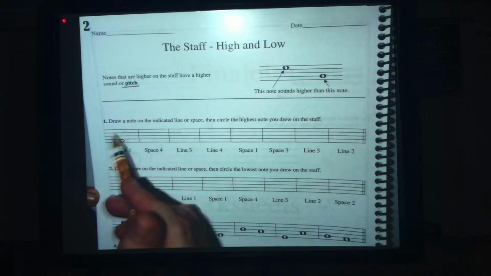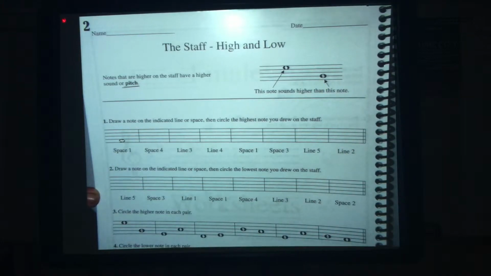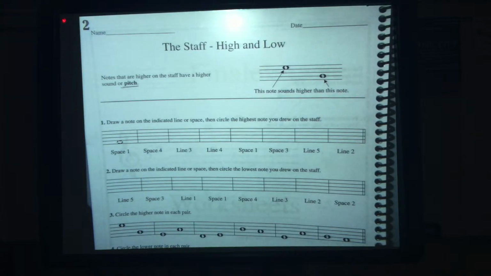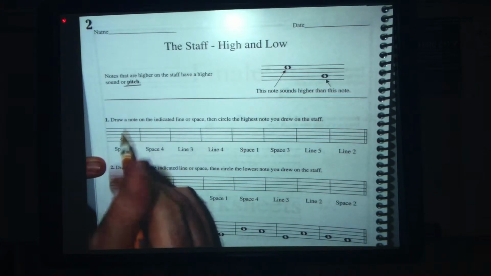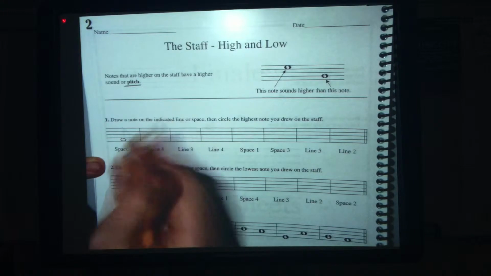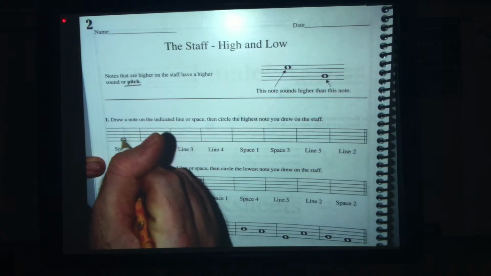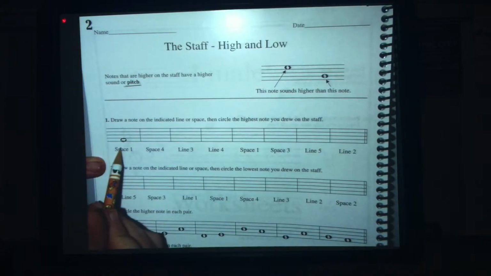Okay? Now, the first one here, we need to draw a note on the indicated line or space, then circle the highest note you draw on the staff. You will hear me say this a lot. Sometimes I will say trumpets, I want you to play F for space. What I mean is this F versus F, fifth line. So literally, this is space 1. We're just going to follow our training wheels here and circle that.